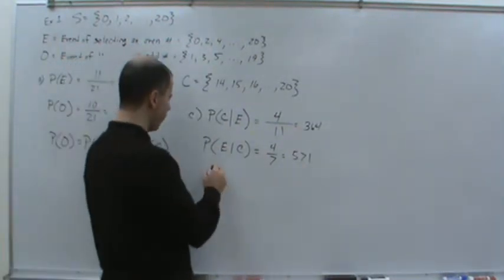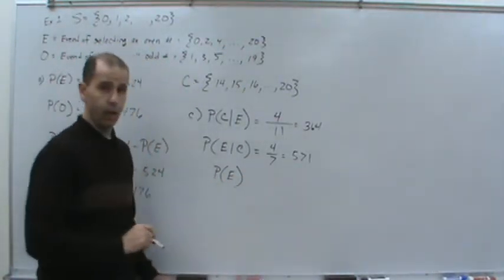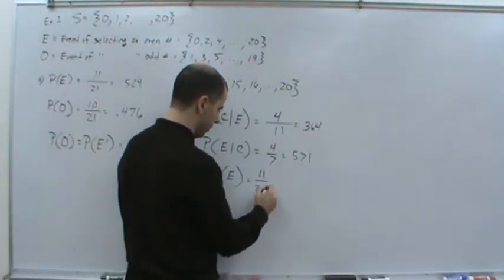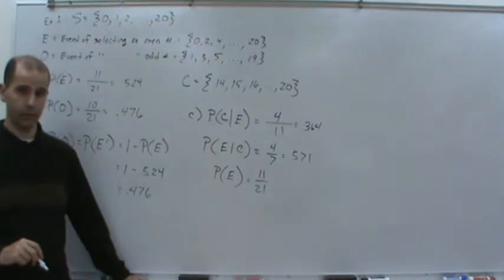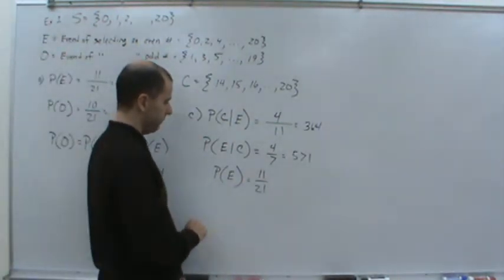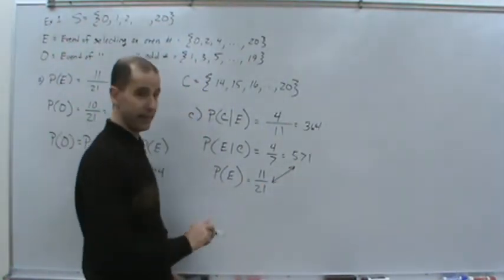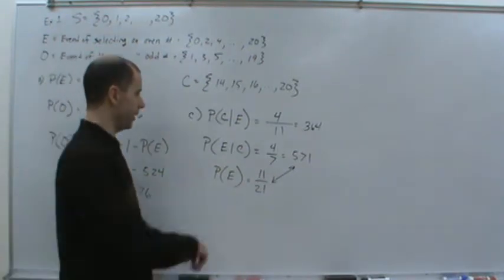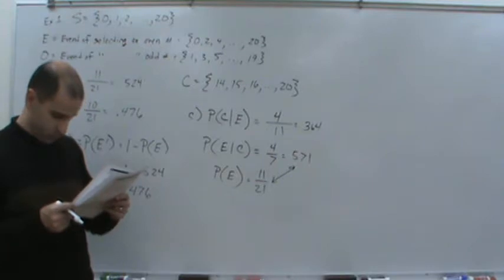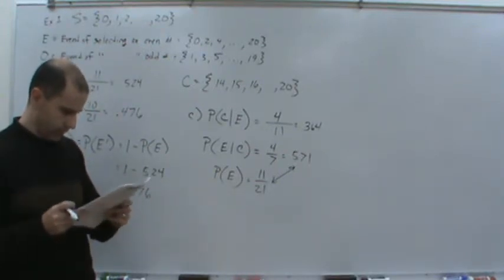Also, what was the probability of E? That turned out to be 11 over 21. Notice that these probabilities are not the same either. That's going to come up later too. But again, just make sure you're able to calculate these probabilities. I think that's it that I want to go over.